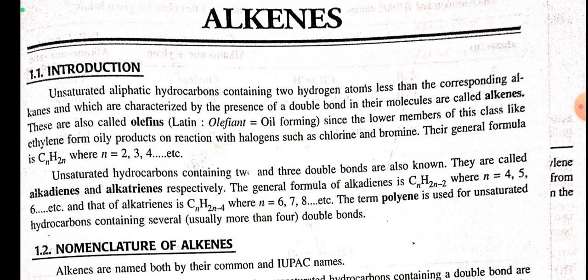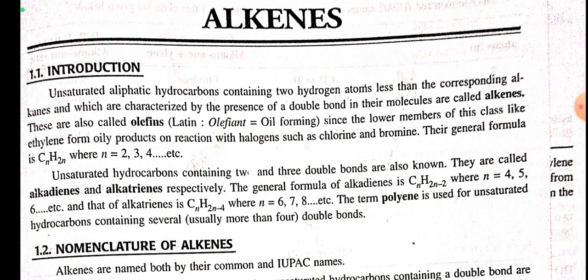They are also called olefins since the lower member of this class, like ethylene, form oily products on reaction with halogens such as chlorine and bromine. Their general formula is CnH2n, where n is 2, 3, 4, etc. Unsaturated hydrocarbons containing 2 and 3 double bonds are also known. They are called alkadienes or alkatrienes respectively.